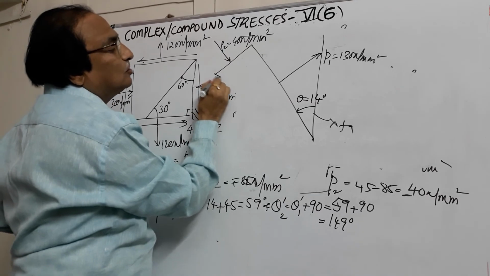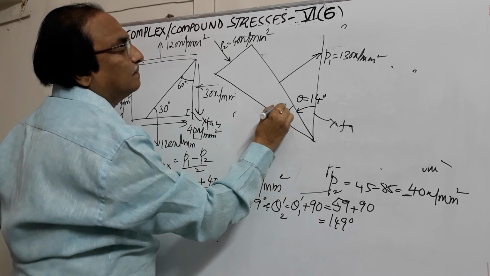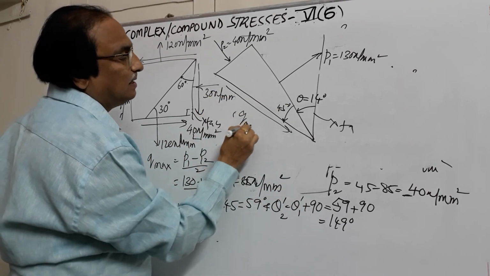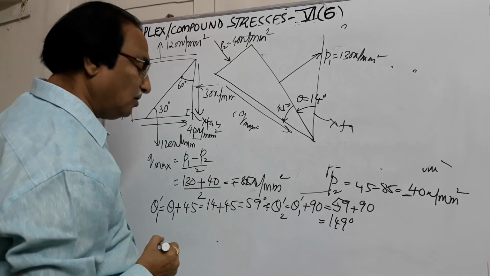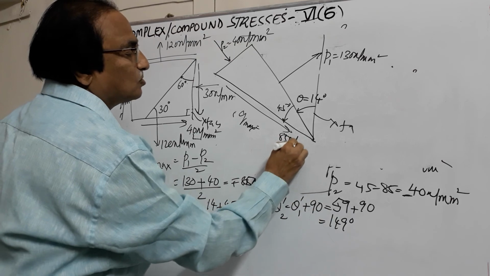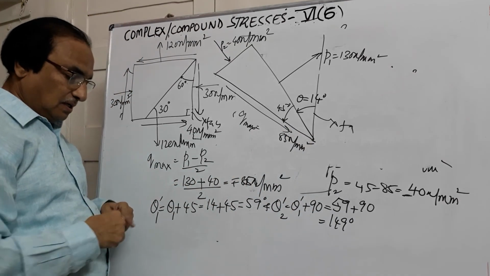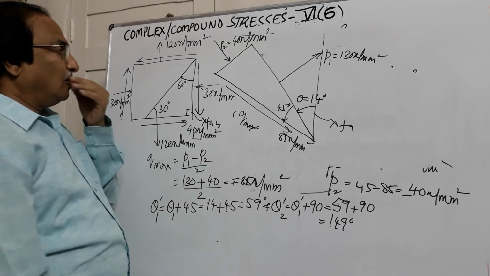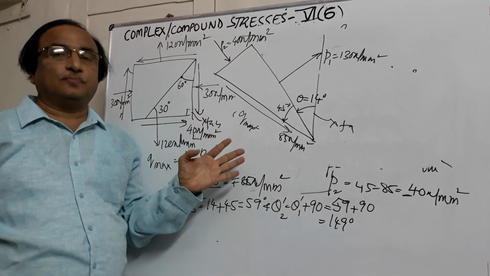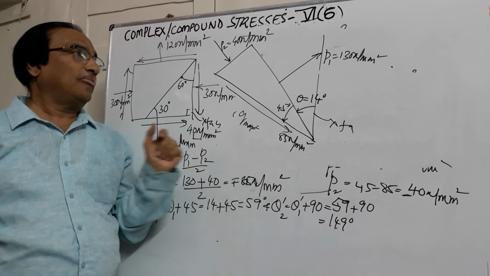And if you join these two points, this will be at an angle of 45 degrees. On this the maximum shear stress will be acting, and the maximum shear stress value you got is 85 Newton per mm square. So this is the figure that you can show. This is a combination of normal stress, tangential stress and principal stresses. Problems like these can be asked in the examination also.